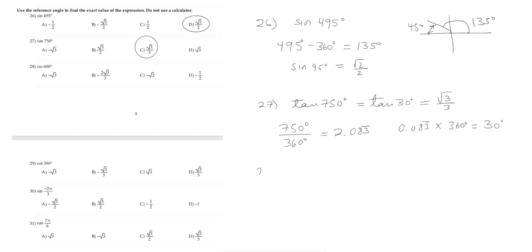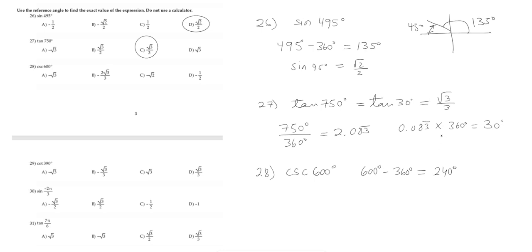Okay, now 28 is cosecant 600 degrees. Well, cosecant 600 degrees. Subtracting from 600 is not too much. It's one revolution and one more. I need to find the one more. 600 degrees minus 360 is 240. Oh, 240 is good.